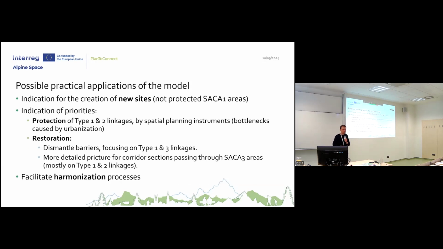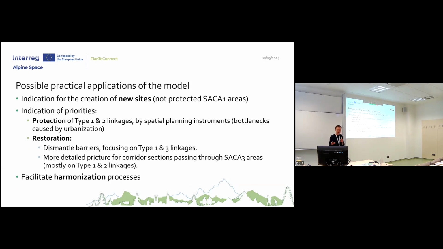To give you some possible applications of the model, we can find indications for the creation of new sites. Those are the not protected sucker 1 areas. We can find indications of priorities. So spatial planning offices could use their instruments to focus on the protection of type 1 and type 2 linkages. And we can also find restoration priorities.